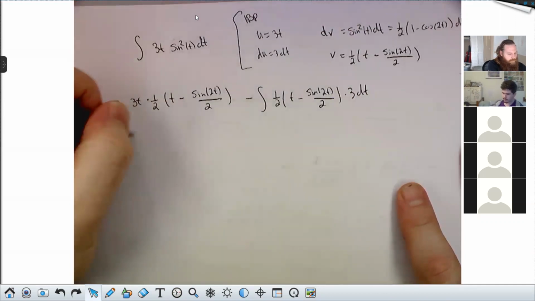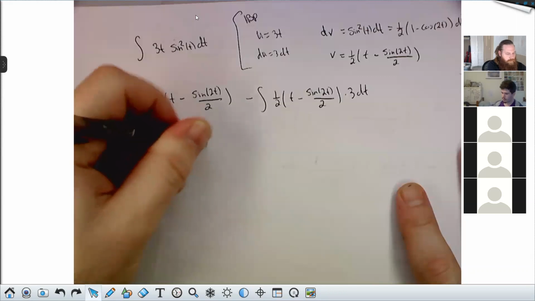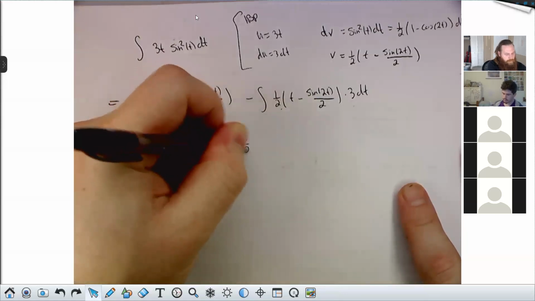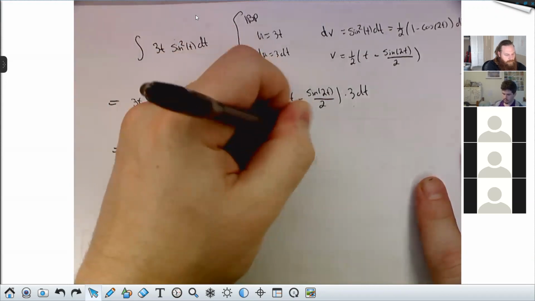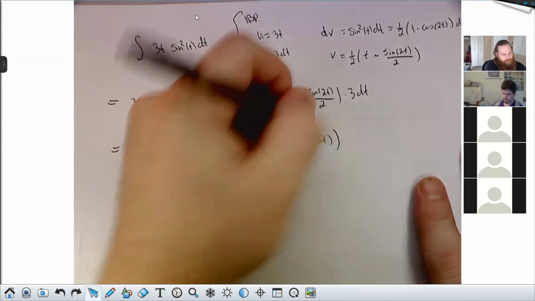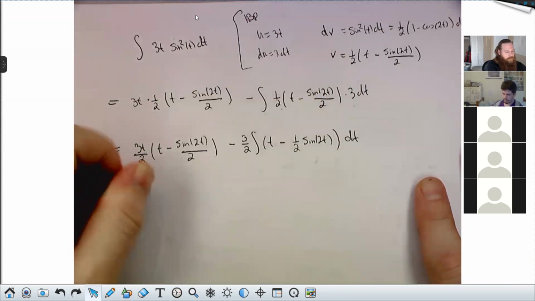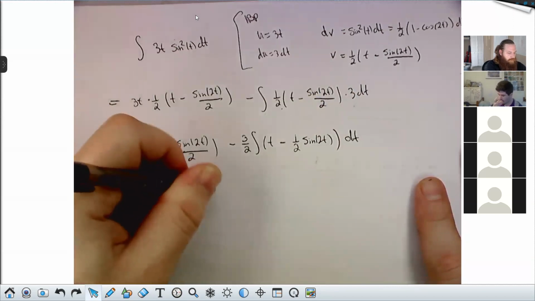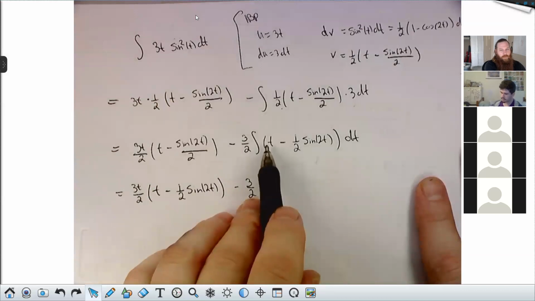This could, of course, be written more nicely if you wanted to. I'm going to be impatient here. I've got a 1/2 and a 3 that can come out of the integral. And then I've got the integral of t minus sine 2t over 2, which I'll write as 1/2 sine 2t, dt. So this is 3t over 2 times t minus, I'll write this that way too, 1/2 sine 2t just looks nicer, minus 3/2. Now in here I can integrate each of these pieces pretty nicely.